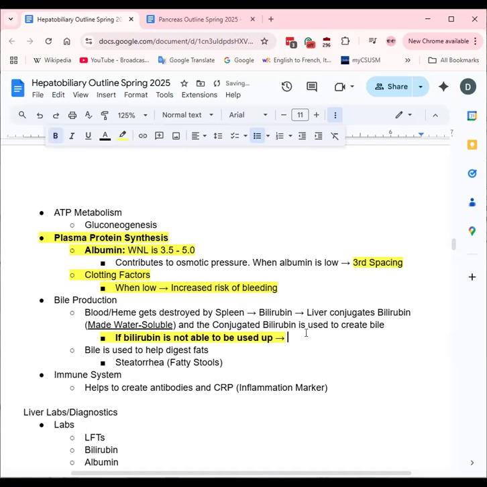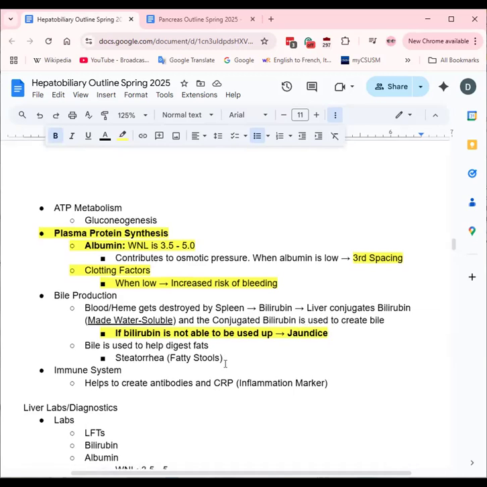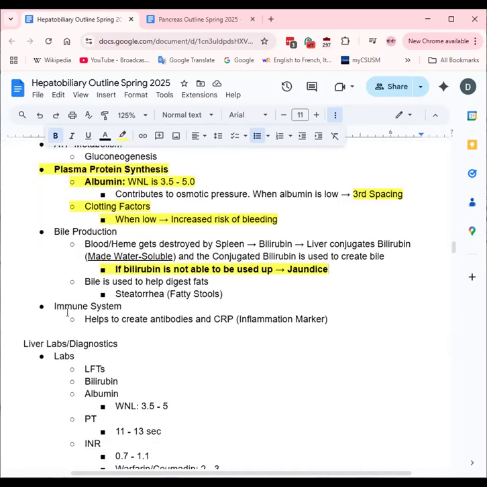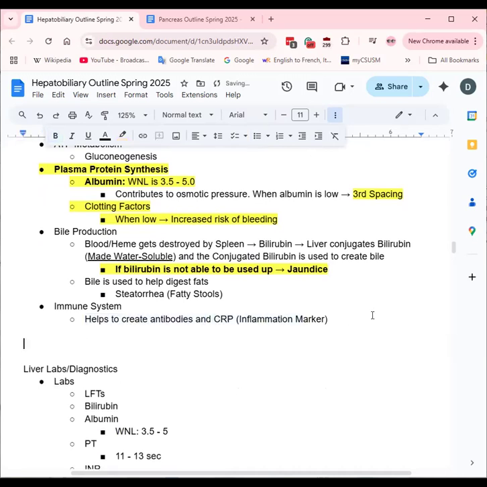And we already talked about this. If jaundice is not able to be removed, you have jaundice because bilirubin is like a yellow pigment. So that ends up building up in the blood and giving you kind of a yellowish appearance. And this thing right here is not mandatory to know right now, but it's there for extra information. So now I'm going to give you guys a little liver summary right here.